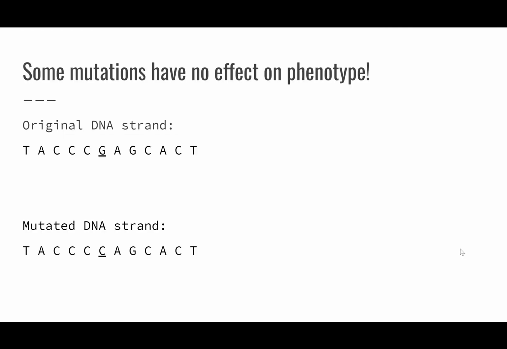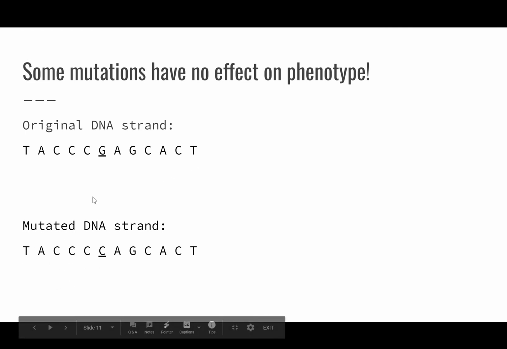But let's take a look at why some mutations have no effect on the phenotype, right? Phenotype, if you remember, is the physical trait of an organism. And so here's an example. Here's our original DNA strand, okay? And this is where protein synthesis comes in. Okay, we've got TAC, CCG, AGC, ACT, okay? And if we were to transcribe that into RNA, you can try to do that. It would be AUG, GGC, UCG, UGA, okay?